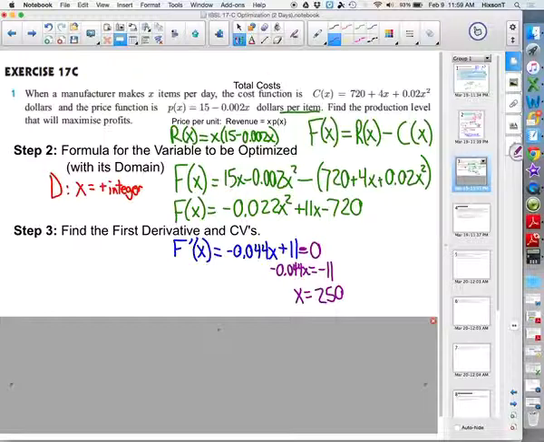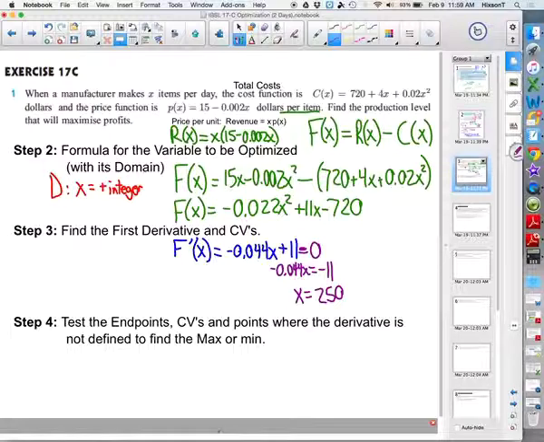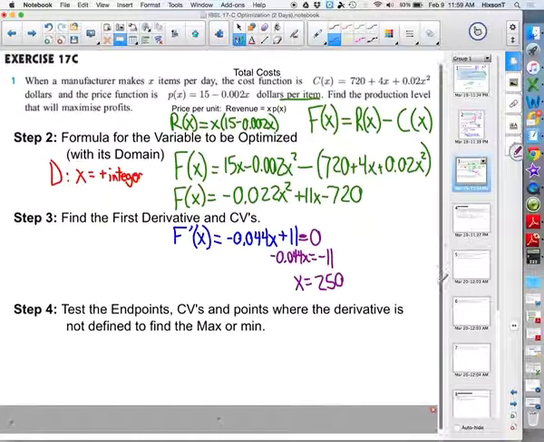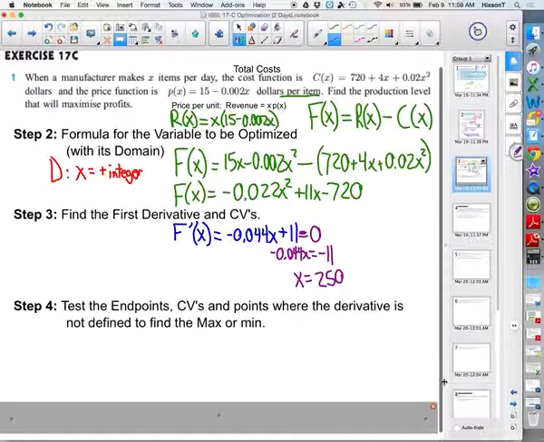Now, one thing you would want to do as well, this is a critical value. We're going to test the endpoints, critical values, and any points where the derivative is not defined. Well, if you look at the derivative, it's linear, so there are no points where it's not defined. So we don't have to do that. We already mentioned the endpoints. The only endpoint really is 0, because they didn't give us a ceiling for how high it could go. And 0, logically, we're not going to make anything, so we can ignore that. Wouldn't it be 1?